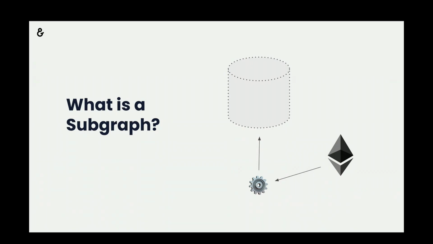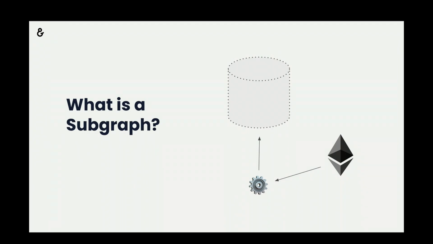So the subgraph is the main building block of the graph. You can think about it's mainly code. So you write code, and one part of the code is a schema. So the schema defines a database, how a database looks like. So for NFTs, for example, you say I have a token, I have NFTs, then I have owners, I have transfers, and maybe I have sales. And then you give for each of these entities fields. So it's really a database schema first.